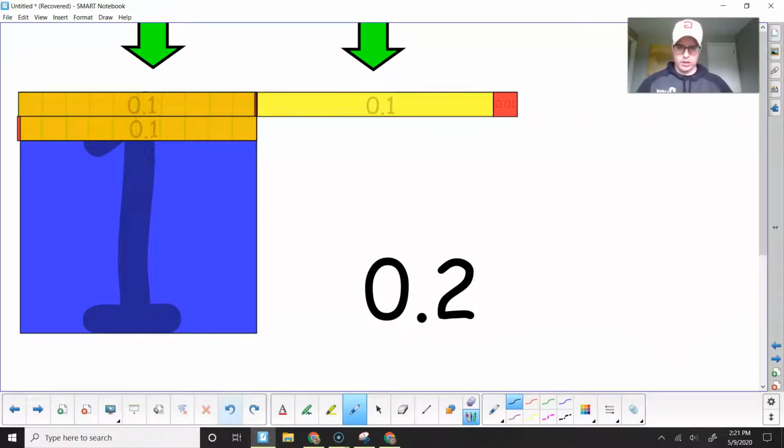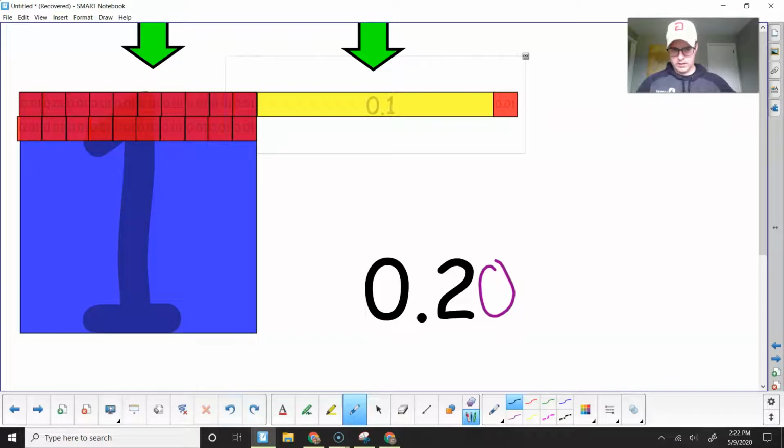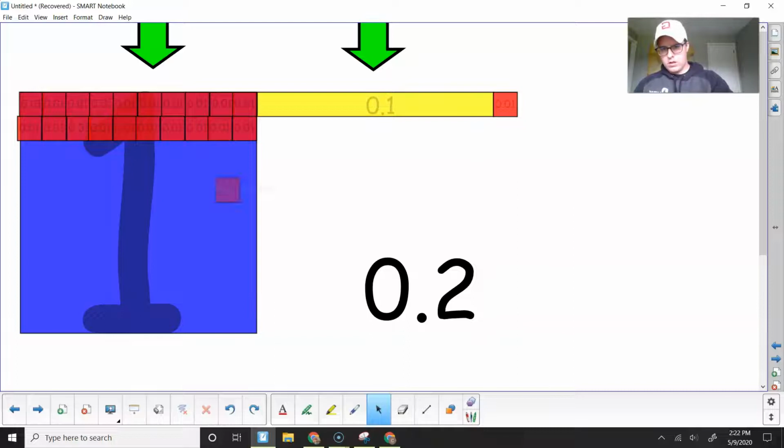All right, so now that I'm at 0.2, let me get rid of these guys. And let's keep going. Now I have 21, so I'm at 0.21. Let's keep going. Count out loud with me.